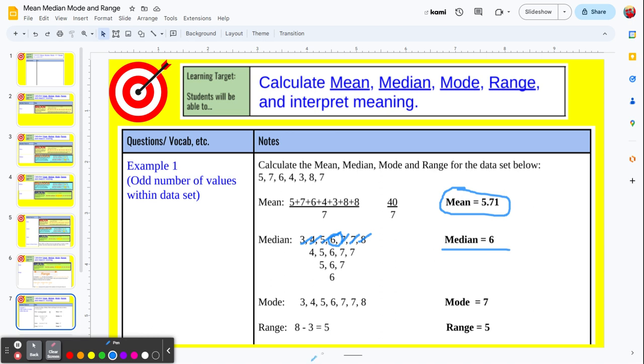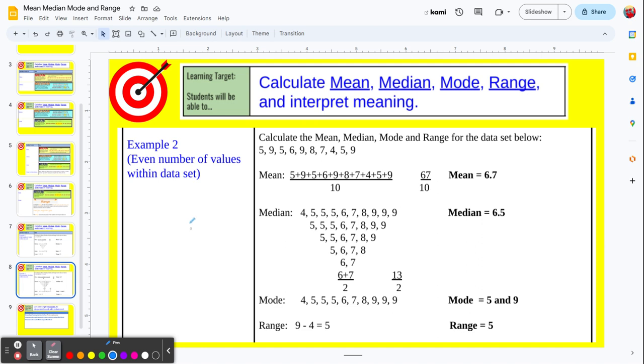Our mode in this case is going to be 7. There's only one number that occurs twice in this data set, so that's 7, so that's our mode. And then the range is simply the largest number minus the smallest number, so 8 minus 3, which is 5.